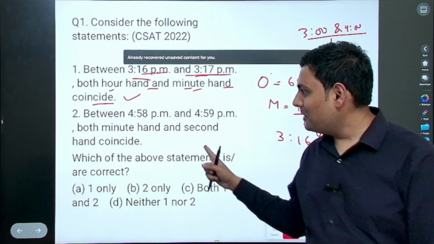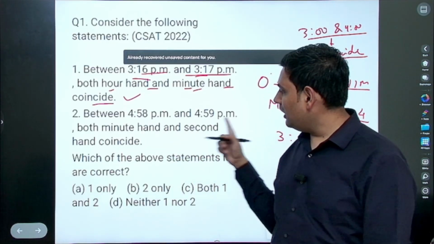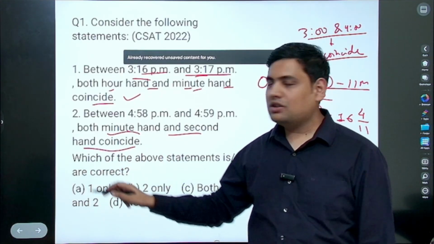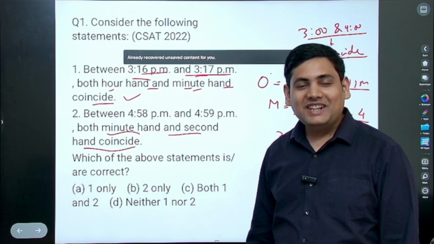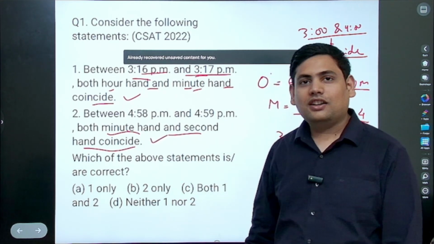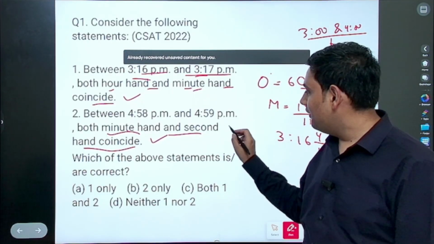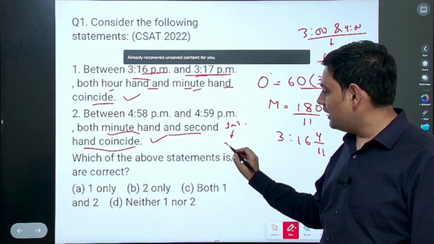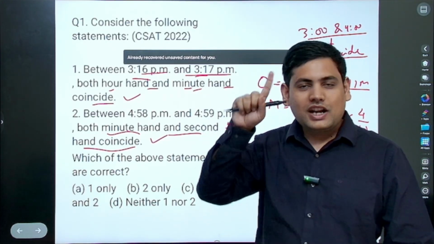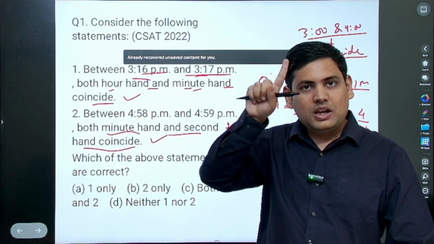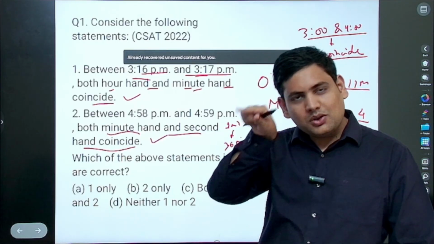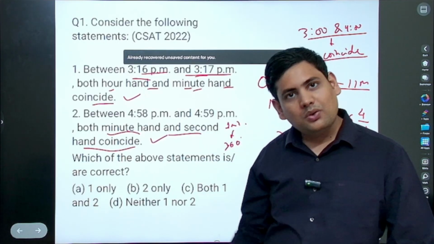Now this second statement was very tricky. It asked between 4:58 and 4:59, both minute hand and second hand coincide. What do you think? Minute hand and second hand, not minute hand and hour hand. What do you think? This is absolutely right. Because the second hand within 1 minute goes the entire 360 degree. So wherever the minute hand is, it will cross it. Correct? Can you feel it? So in 1 minute, the second hand goes the entire round. So wherever minute hand is located, it will go just above it. That is, it will coincide with it.